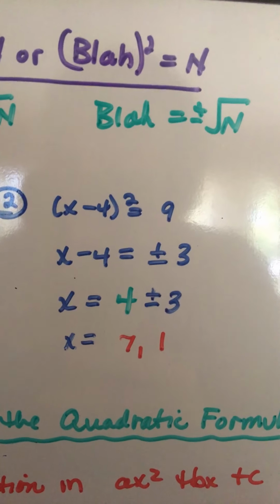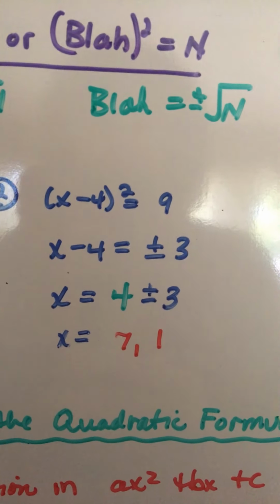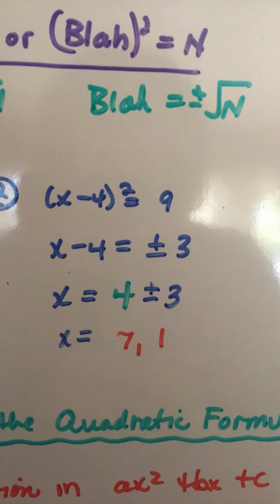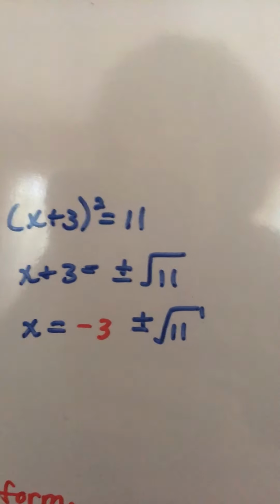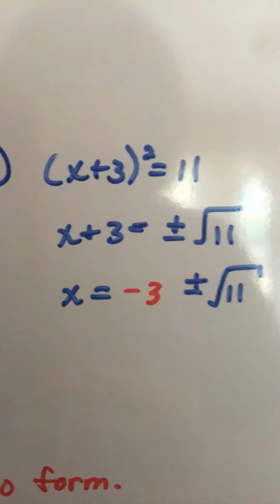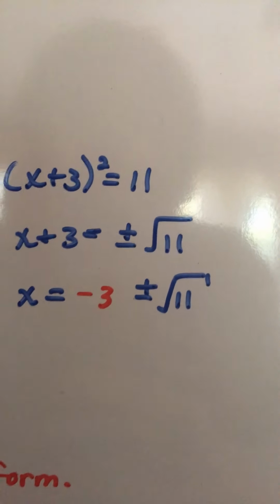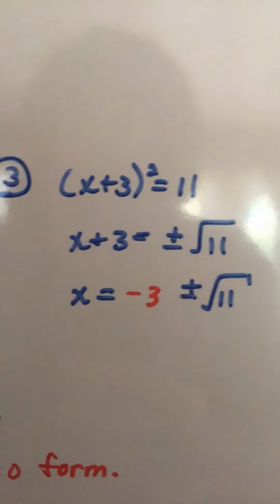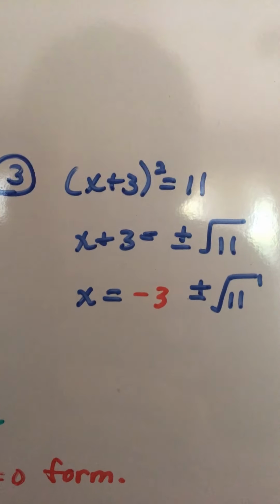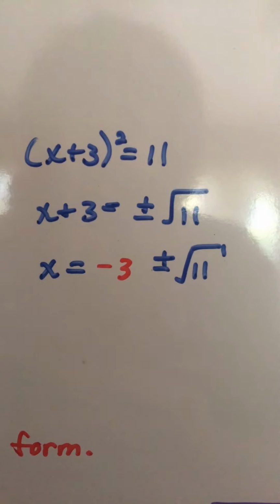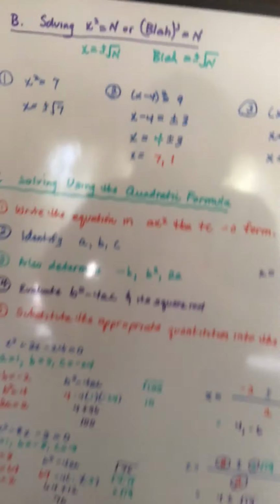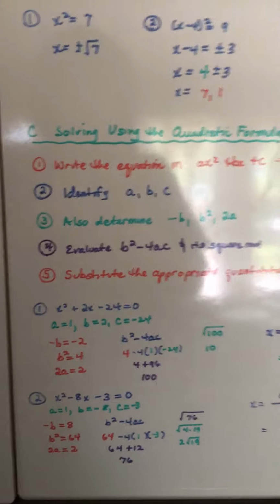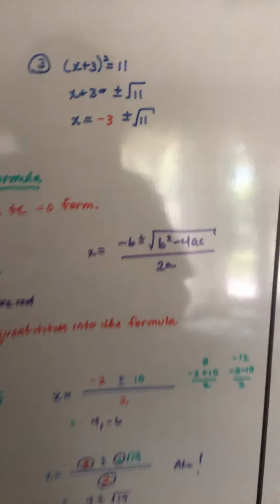I have to use the additive inverse, and so it's now 4 plus or minus 3. So my answers are 7 and 1. Blah squared equals 11, so blah is equal to plus or minus the square root of 11. I have to use the additive inverse of positive 3, so negative 3 plus or minus root 11 is the answer.